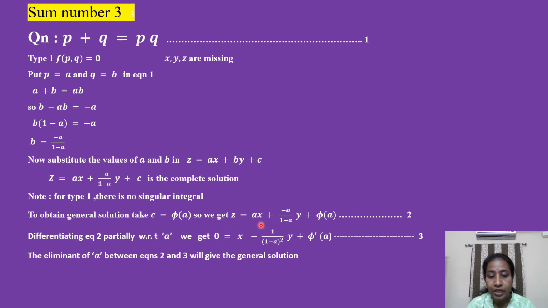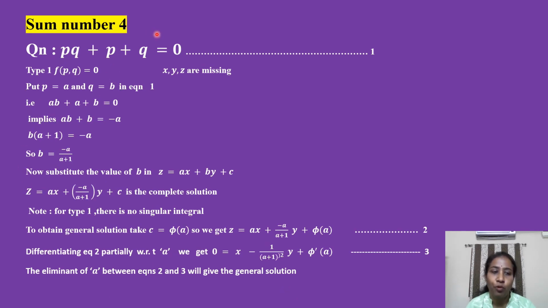Then ax I am differentiating with respect to a, so it gives me x. And this minus a by 1 minus a into y, when I differentiate, I take it as u by v. That is the differential of u divided by v. The formula is v du minus u dv by v square. So using that formula, I get this term 1 by 1 minus a the whole square into y plus this phi of a. So this phi of a when differentiated becomes phi dash of a. And this equation is named as 3. And when I eliminate a in equations 2 and 3, I get a solution which is called my general solution.